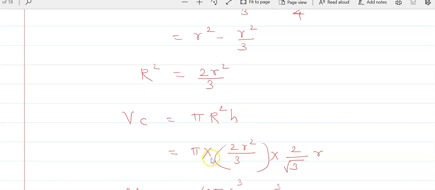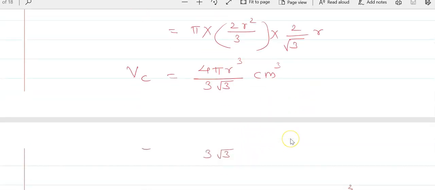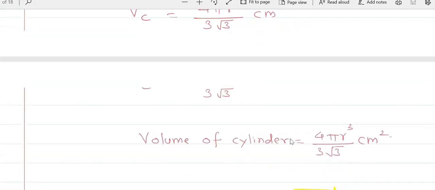And again, substitute the value of R square in terms of the radius of the sphere. That is 2 r square upon 3. And if you simplify, then you will get V suffix c, which is the volume of the cylinder, 4 pi r cube upon 3 root 3 centimeter cube. Therefore, the volume of the cylinder is 4 pi r cube upon 3 root 3 centimeter cube. By mistake, it is written as cube, but you can treat it as a square. Yes, it is clear: 4 pi r cube upon 3 root 3 centimeter cube.